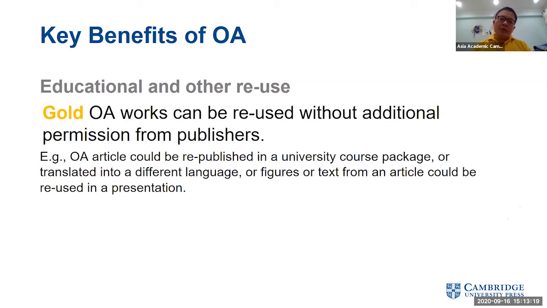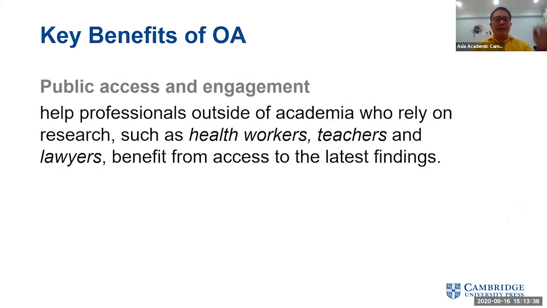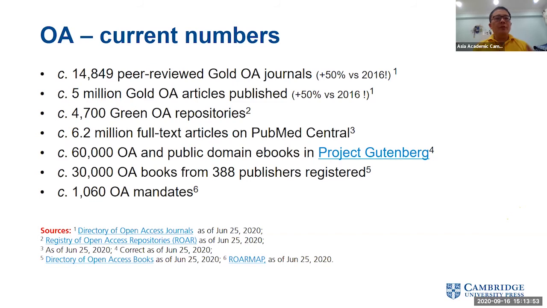Open access work can be reused. You don't need to get permission from the authors or the journals. You can just use it. Of course, it depends on the license, but typically you can just use it in your lecture notes. You don't even need to ask them for permission to do that. But of course, definitely you shouldn't sell it, as that would be more commercialized. So it depends on the CC license that is used for that open access article. And of course, it helps professionals outside of academia who may need to rely on this research to benefit their work.